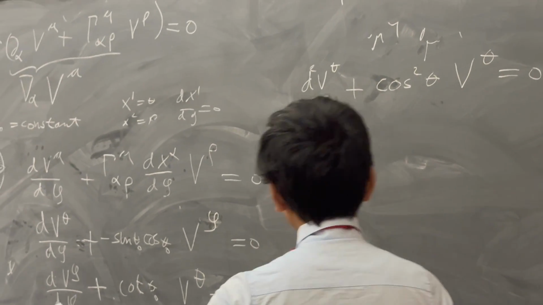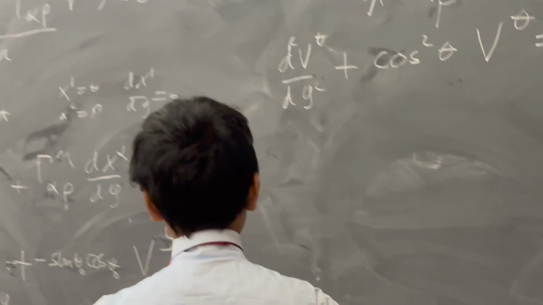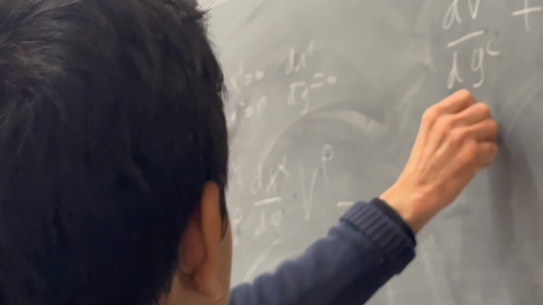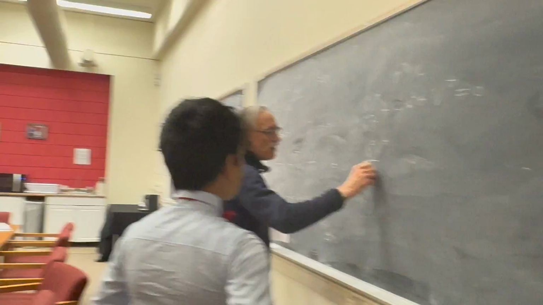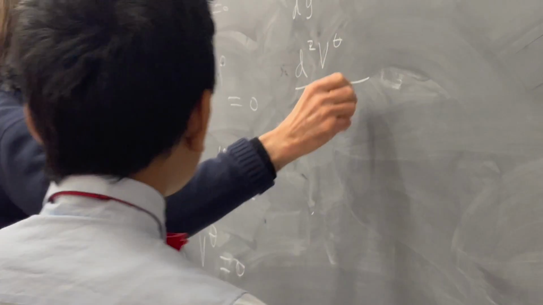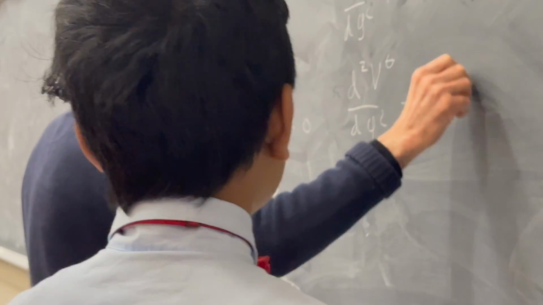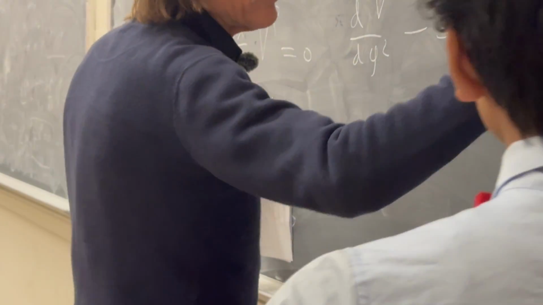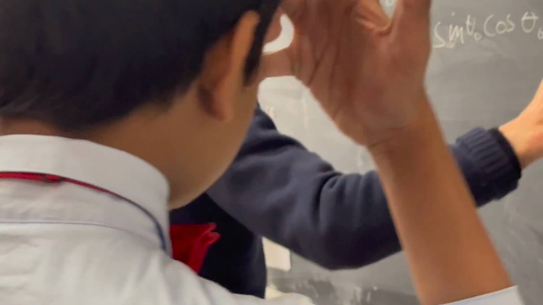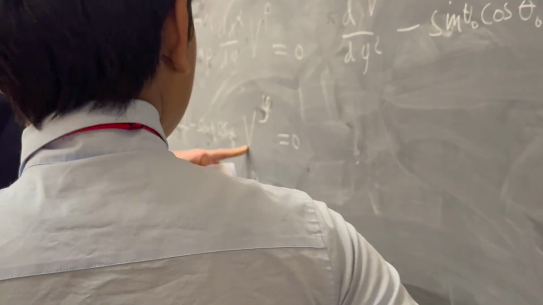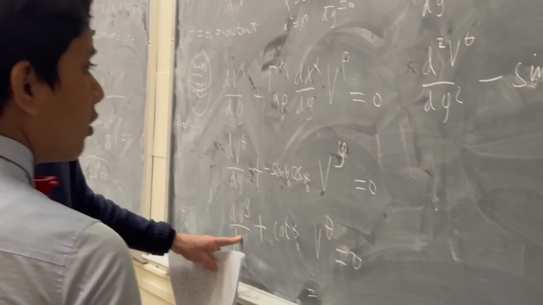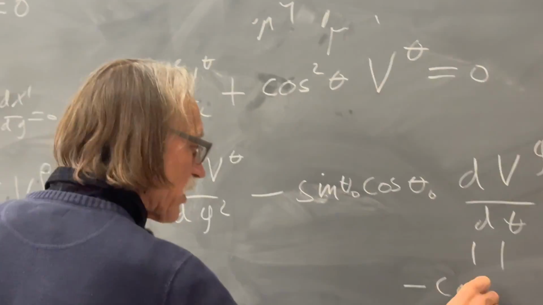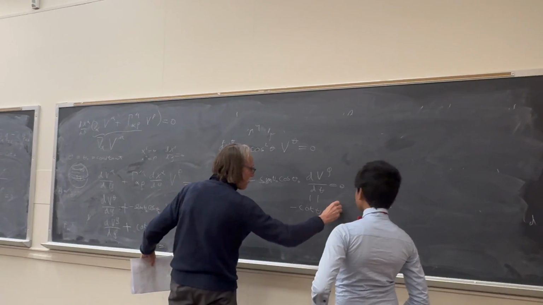How did we combine these two equations again? So I differentiate the first one with respect to phi. Then I get d squared v theta d phi squared minus sine theta 0 cosine theta 0 times dv phi d theta is equal to 0. And then I use this equation. So this is equal to minus cotangent theta times v theta.